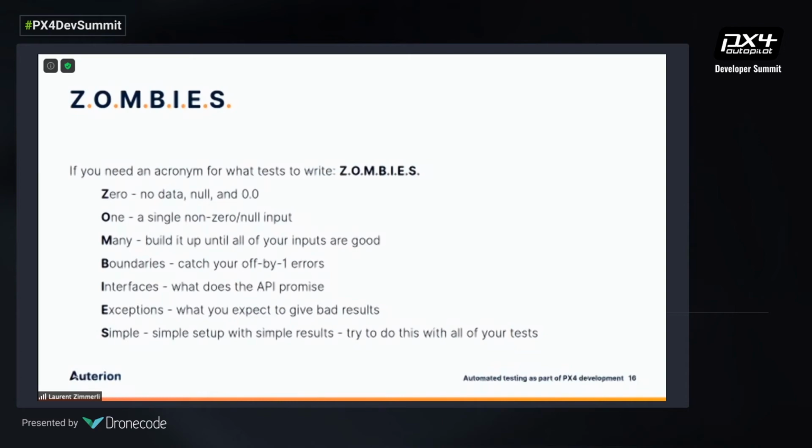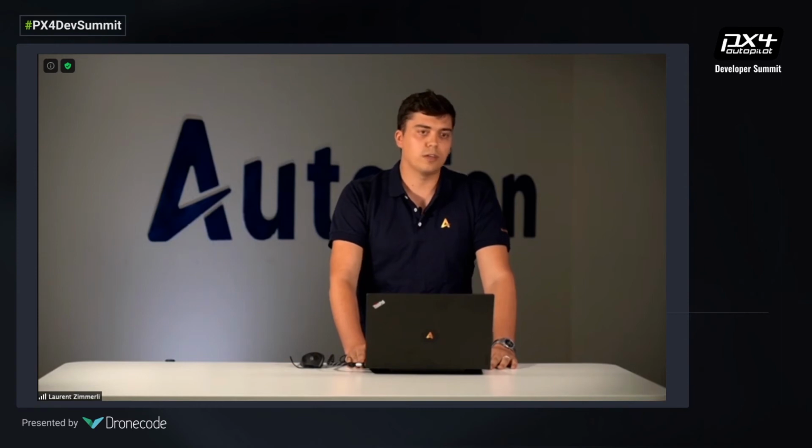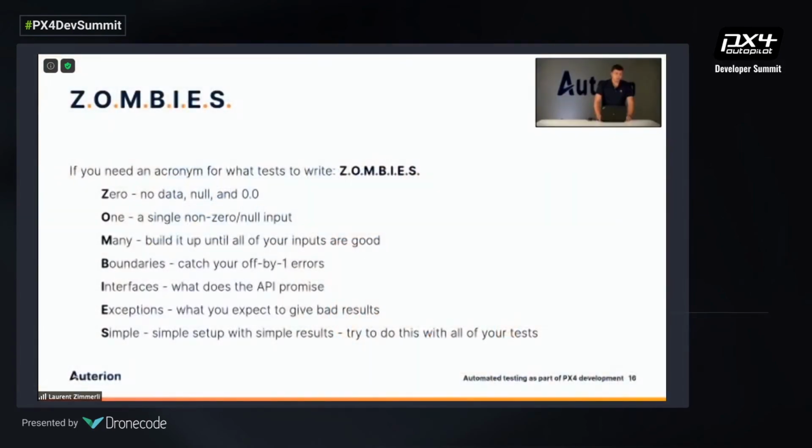Exceptions, try throwing garbage at your code and see what happens. Make sure it doesn't crash, best case. Especially when you're working on high reliability systems like drones, we don't want our code to segfault, hard fault, whatever it is, because that can lead to really, really bad outcomes. And then simple at the end. I think they needed an S here, so they added a simple. Just put up something simple and make sure that this works. Often this is the first kind of test that I do after the zeros.